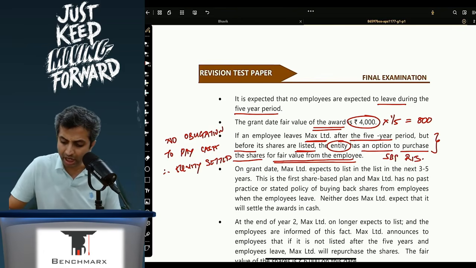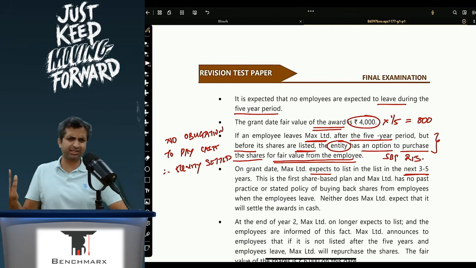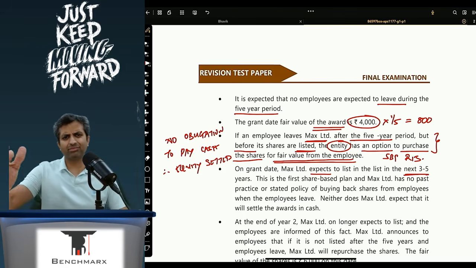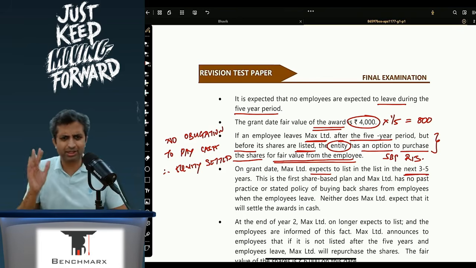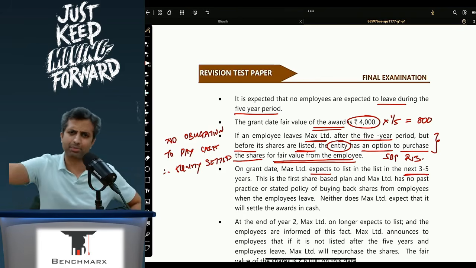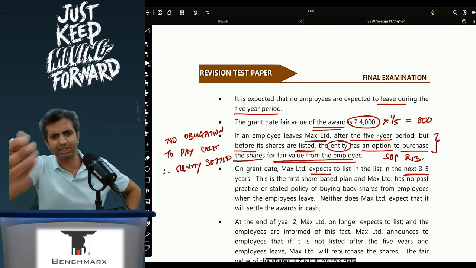On the grant date, Max expects to list in the next 3 to 5 years. If it is listing, then it will not repurchase. It will say to the employees, look, you have the shares, you can sell the shares in the market, I will give you shares only.